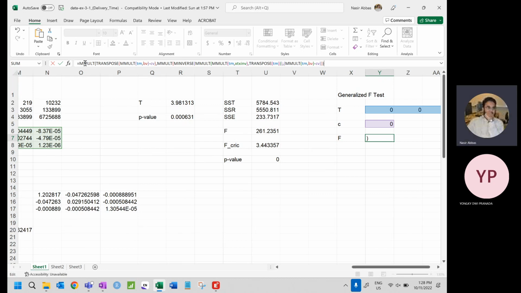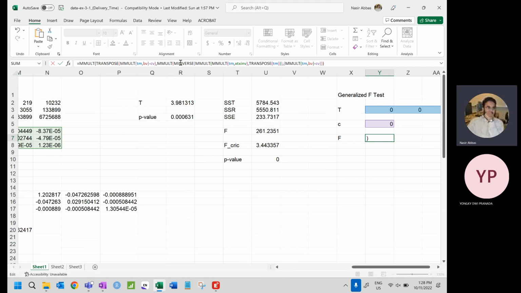So now if you look at the formula, it is the matrix multiplication of the transpose of T beta minus C, into the matrix inverse of T times X transpose X whole inverse times the transpose of T, into T beta minus C. So you don't need to put the matrix inverse command between the X and the X transpose? No, there is this inverse here. This is the inverse I'm putting. Yes.